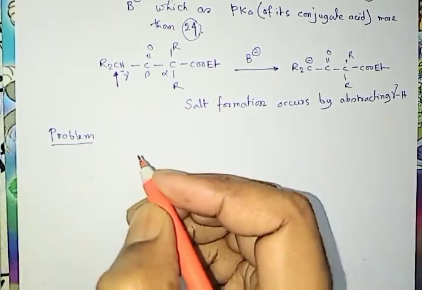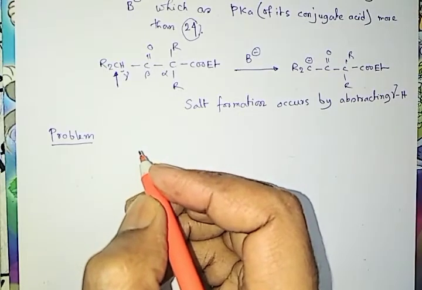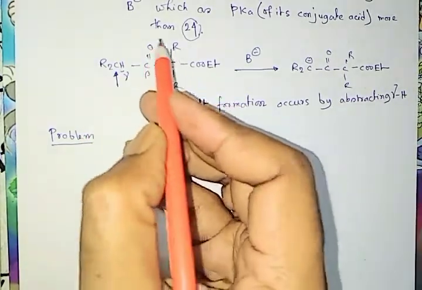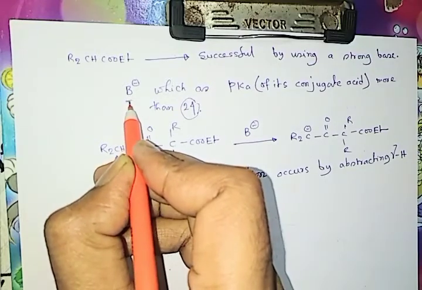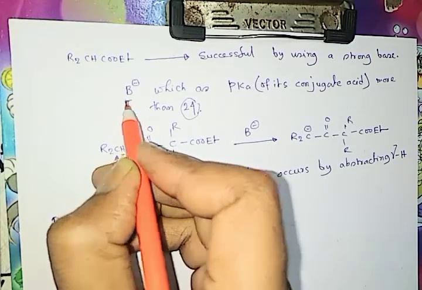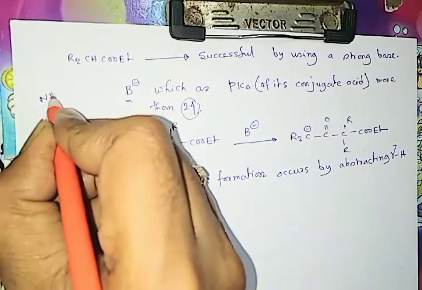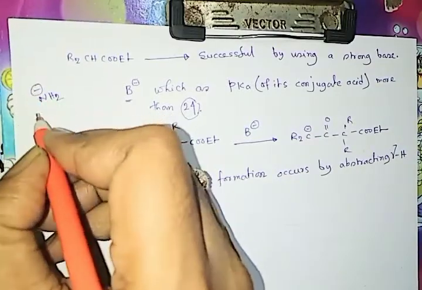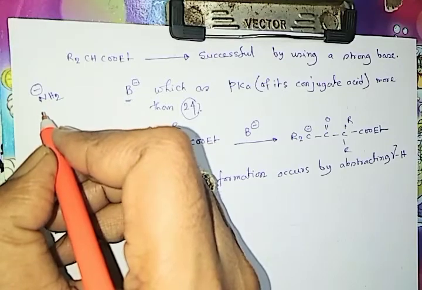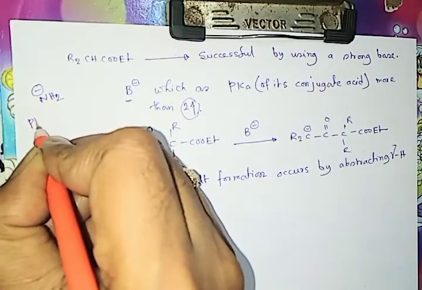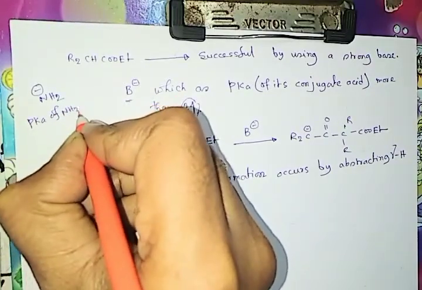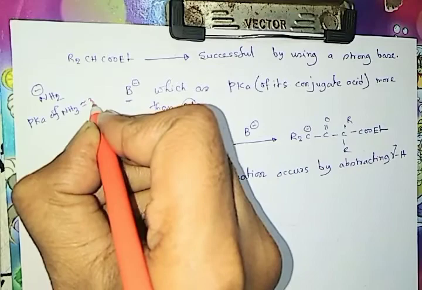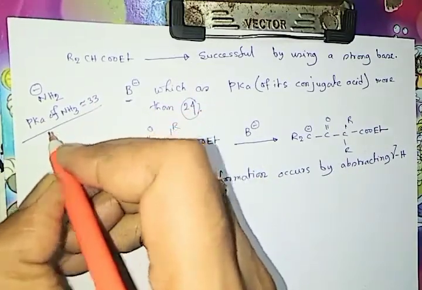So far we have understood the Claisen reaction. Here I forgot to mention some bases which have this character, that means the conjugate acid has a pKa of more than 24, and such bases are NH2 minus. The pKa of the conjugate acid, ammonia, is 33. This is base number 1.